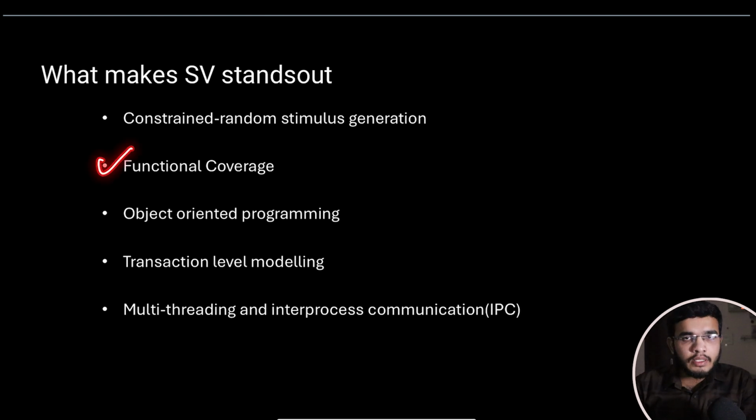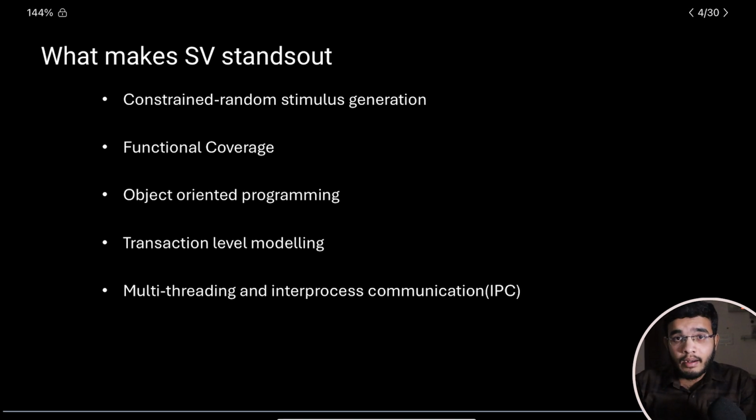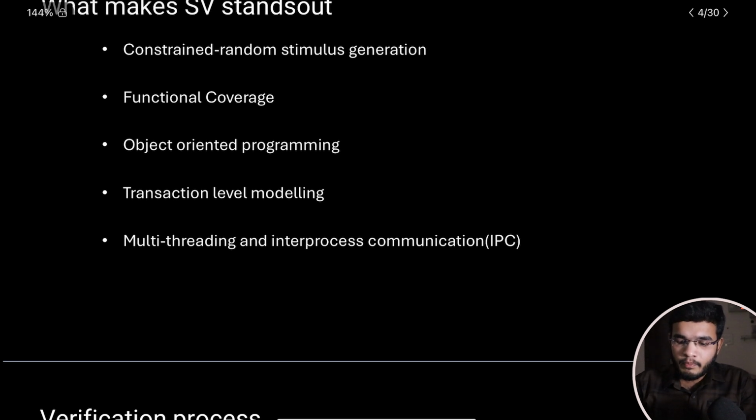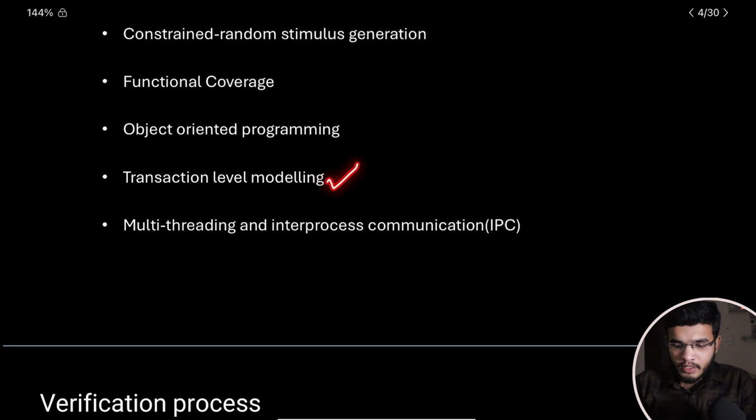The other one is functional coverage. How much coverage were we able to extract out of our design? Based on this functional coverage, we can analyze. Another important and interesting thing SystemVerilog has is object oriented programming, which is one of the important constructs in SystemVerilog. One more thing is transaction level modeling, and multi-threading and inter-process communication is also an important feature.